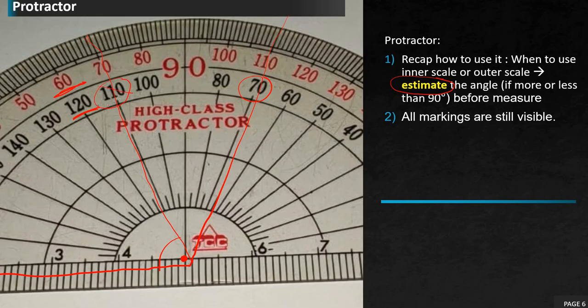It's 110? Nope, because the angle is smaller than 90. So you'll know it's 70 degrees. So these are the few things you need to take note before you start measuring the angle. Estimate first. Is it more or less than 90 degrees?